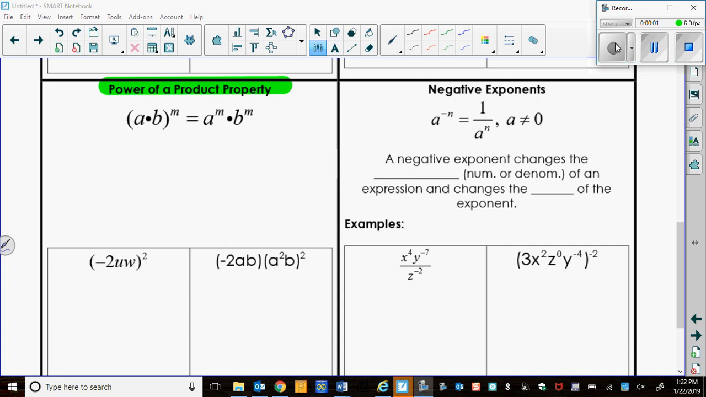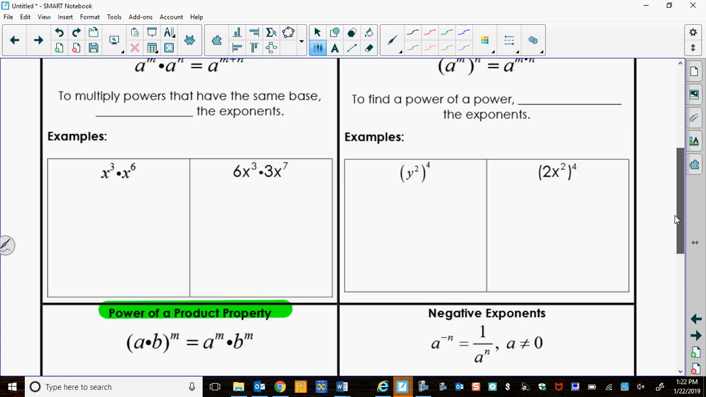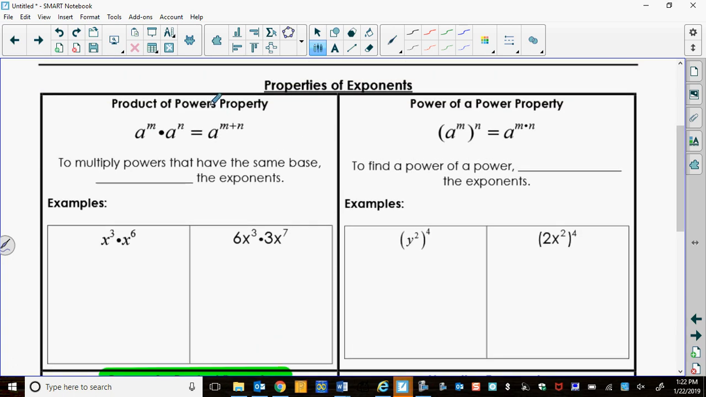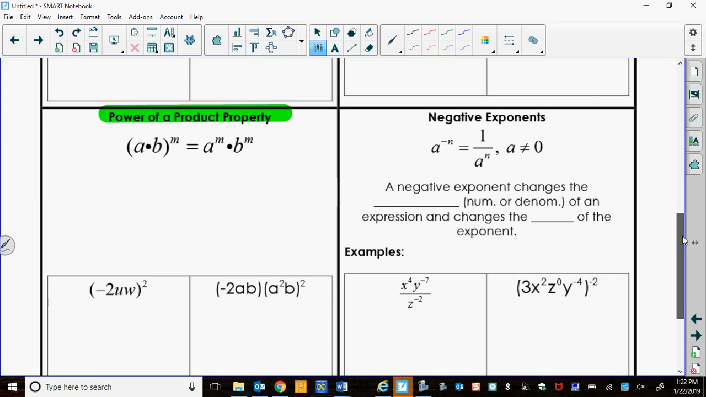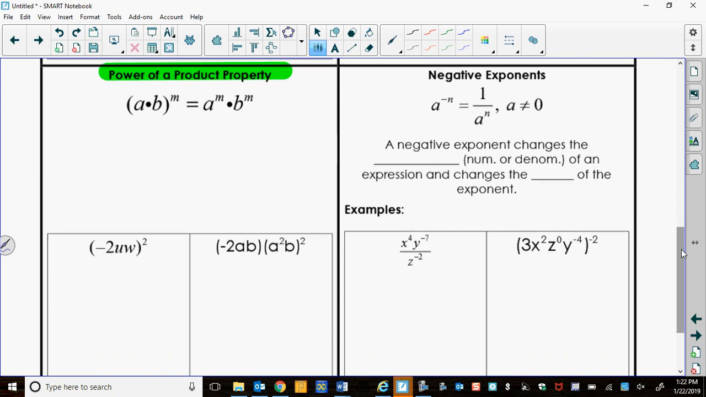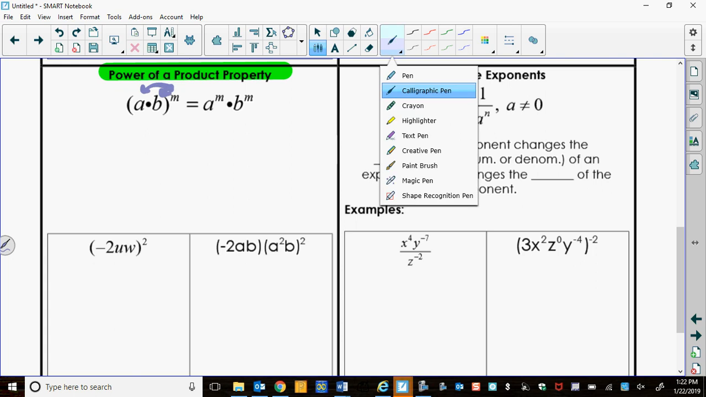Alright guys, in this video I'm going to talk about the power of a product property. So basically it's the third rule in our notes. The first two rules we looked at separately, but now we're going to see what happens when we have to use both of them at the same time. So whenever you have terms inside of parentheses and it's being raised to that power, you're basically going to think of distributing that power to everything that's inside the parentheses.